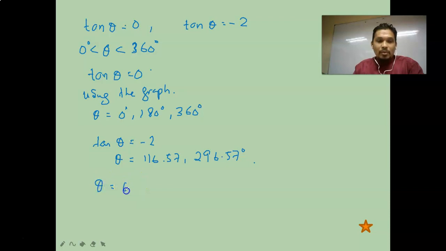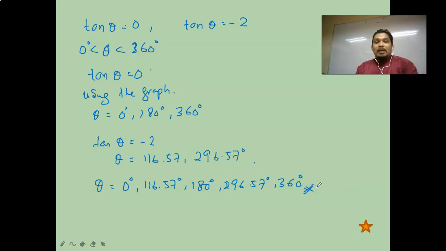Theta equals 0 degree, 116.57 degree, 180 degree, 296.57 degree, and 360 degree. Okay, so I do hope that these lecture notes help you for your revision.